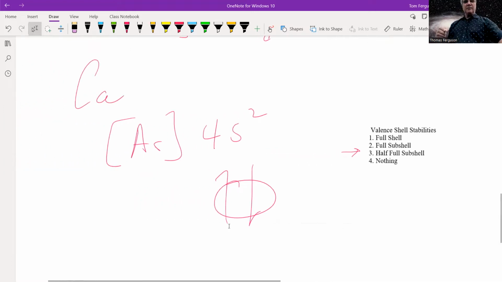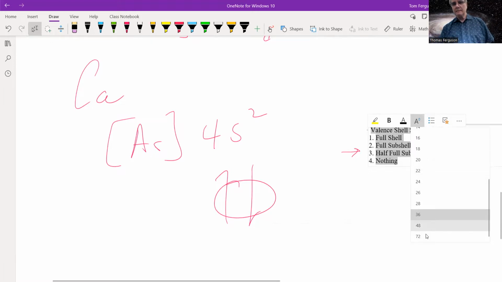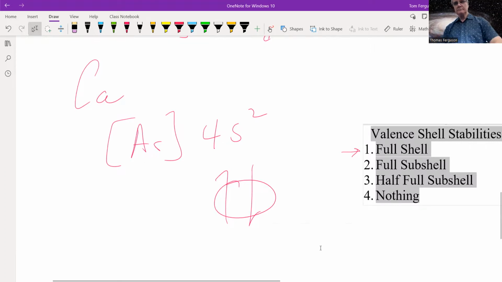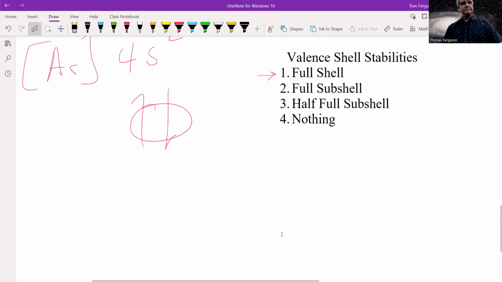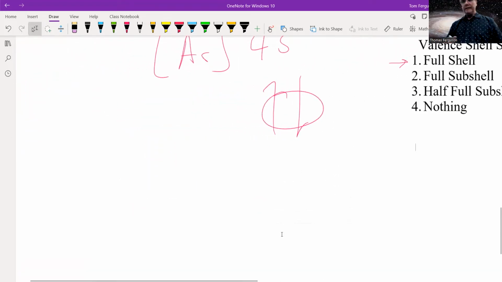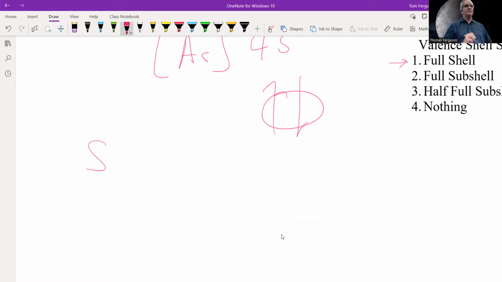Okay, so let's look at some more. All right, let's look at sulfur. Go and do the electronic configuration for sulfur.